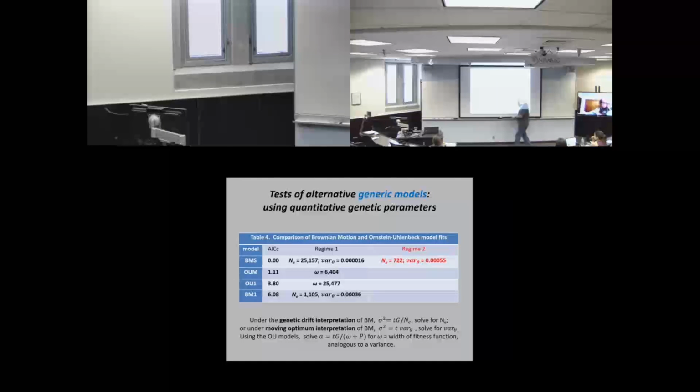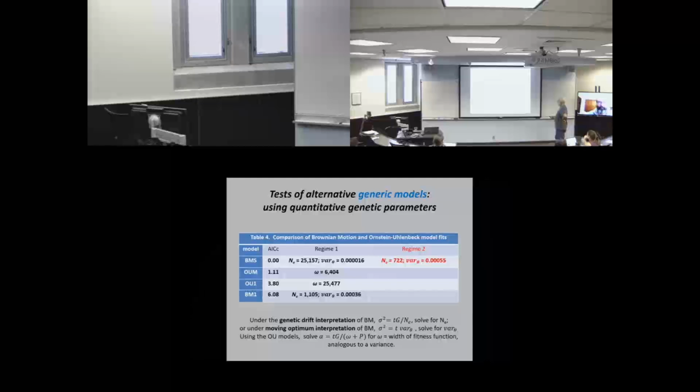And then using the OU models, alpha, as we had on the board yesterday, is T times genetic variance, well that's heritability, divided by the width of the adaptive landscape version of the selection surface, omega plus P. So putting in values for heritability, for T, for P is 1, we can solve for the width of the fitness function, analogous to a variance. And that's what we're doing up here. So let's go back and look at our results.